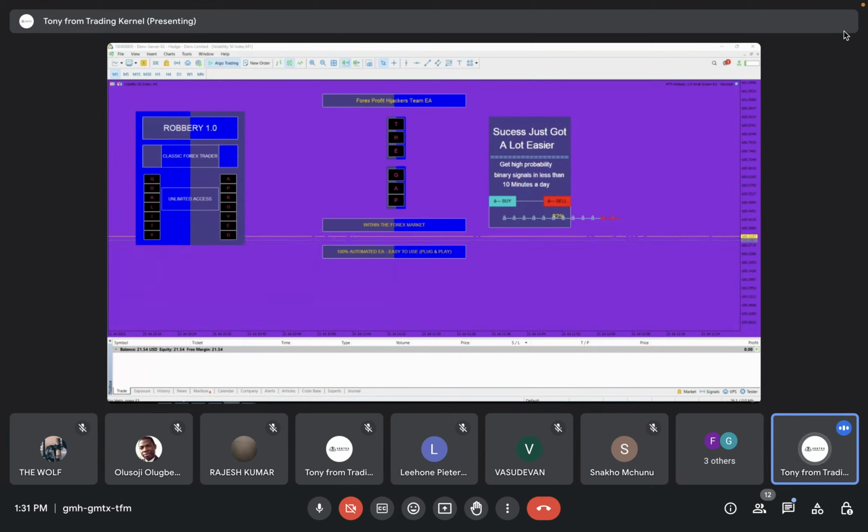For now, we're just trading with the Robbery 1.0 on a live account, and we're seeing how the Forex robot works. I needed to place trades so that I can do some explanations for you guys. In the meantime, if you have any issues with your trading robot, you can share your screen and we would assist you with the installation process.